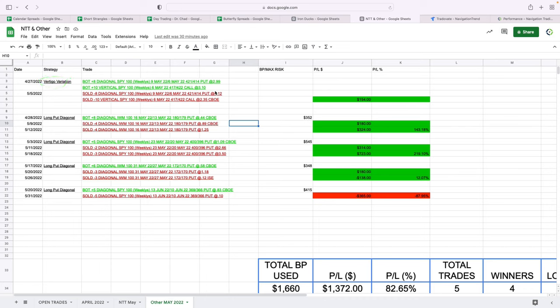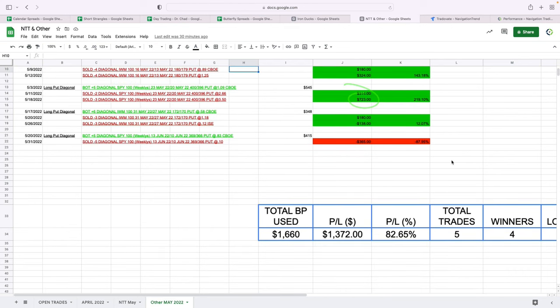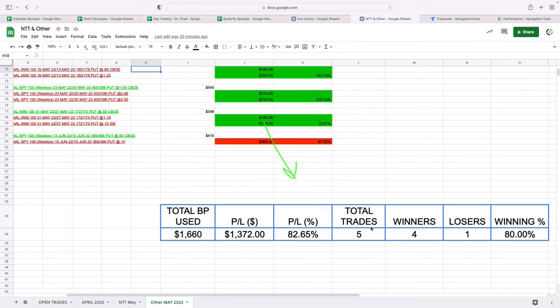That one took a little bit more capital. Still a winner though, small winner. So really good trades on those. And these long put diagonals were just directional, adding some short delta into our portfolio, which obviously helped as the market was tanking this month. So 5 total trades, 4 winners, 1 loser, 80% win rate on those others.